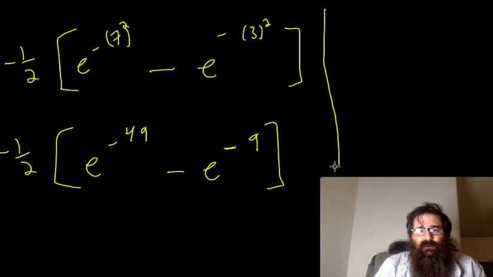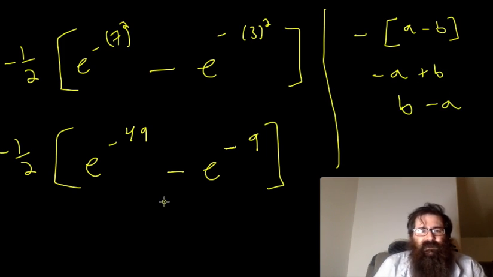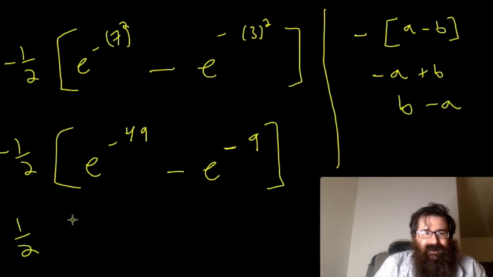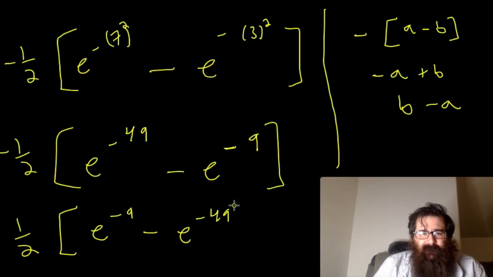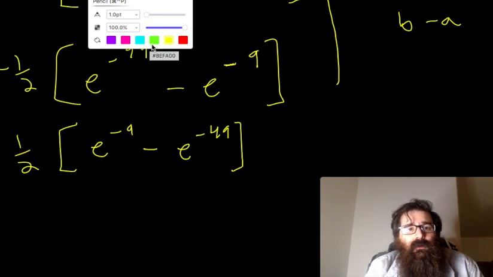I can actually show you the result really quick so you don't think I'm making this stuff up. If I just have arbitrary values like a minus b, and I have this minus sign, I want to bring it in, it's going to give me -a plus b, which is the same as b plus -a or b minus a. So I'm just going to bring in the minus sign and then flip the order of the subtraction. Classic trick. So +1/2, I have e to the -9 minus e to the -49. I just think this looks better aesthetically. Does it matter? No, of course not.